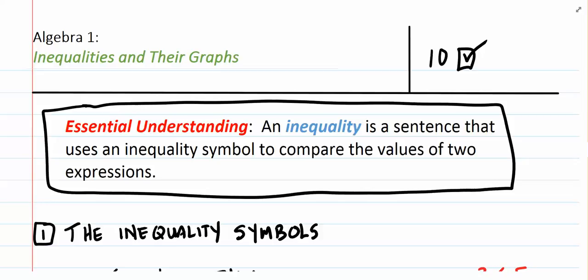The essential understanding of inequalities and their graphs is as follows. An inequality is a sentence that uses an inequality symbol to compare the values of two expressions. That's the official definition of what an inequality is and does. So let's get right into it here.